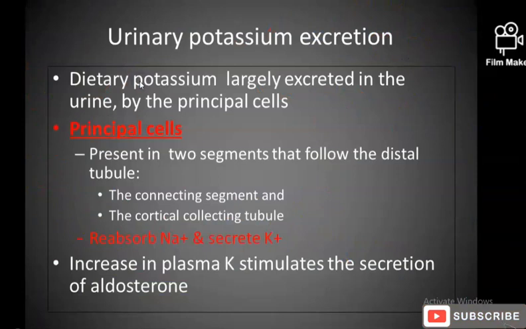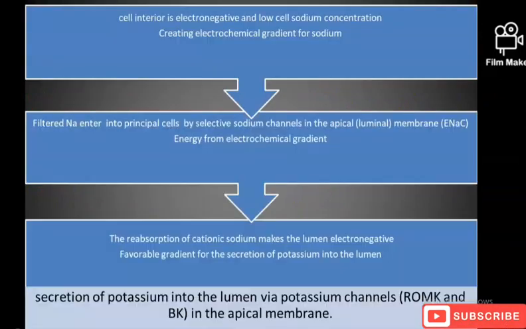There is one important cell in the renal tubes that is called the principal cell, which is found in the connecting segment and cortical collecting tubules. And this principal cell absorbs sodium and secretes potassium. How? We'll discuss in the next slide. For example, within the renal tubulus, the sodium and the water move from the proximal tubulus to the distal tubulus.